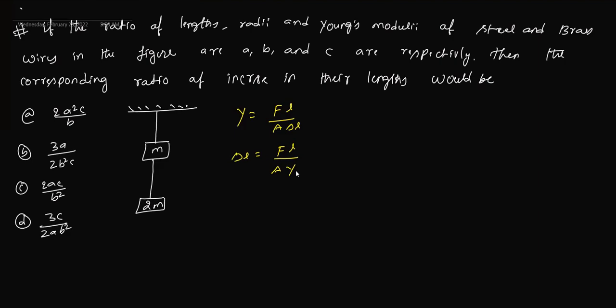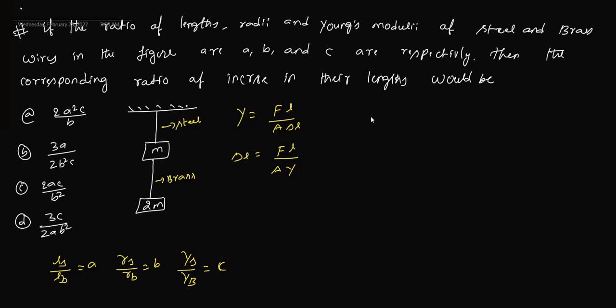Now we have to know about the ratios given in the question. If you read the question, the ratio of the lengths, radii and Young's modulus are A, B, C. Just collect the data first. What is given? LS by LB equals A. RS by RB equals B. YS by YB equals C. Then they want the ratio of delta LS to delta LB, where one wire is steel and the other is brass wire.